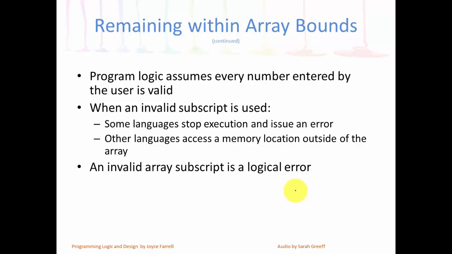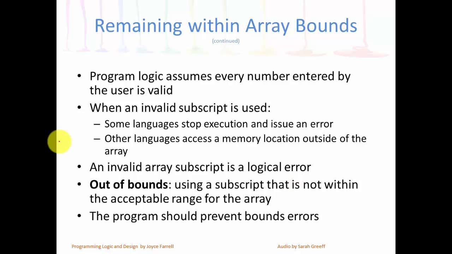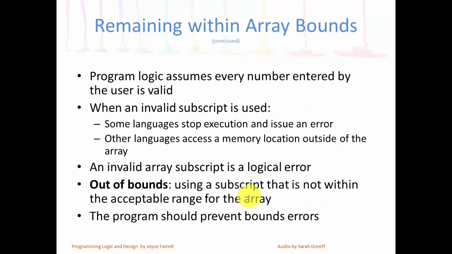An invalid array subscript is a logical error, and we call this out of bounds: using a subscript that is not within the acceptable range of our array. So the program should prevent bounds errors. If you recall the example with discounts, where we wanted to enter 100 as our quantity, 100 would have been out of bounds because we've only got 76 elements within our discounts array. So 100 will definitely be out of bounds for discounts. If the number entered by the user is too small or too large, the subscript is out of bounds.